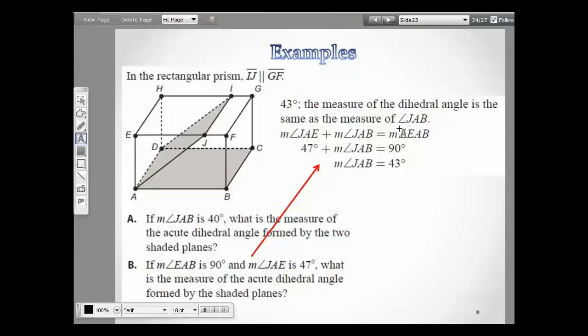They did it a little differently. You know what? There's always more than one way to solve a problem. They did it the same but different, I promise. They solved for the measure of angle JAB instead of just subtracting the two. Either way you do it is fine.